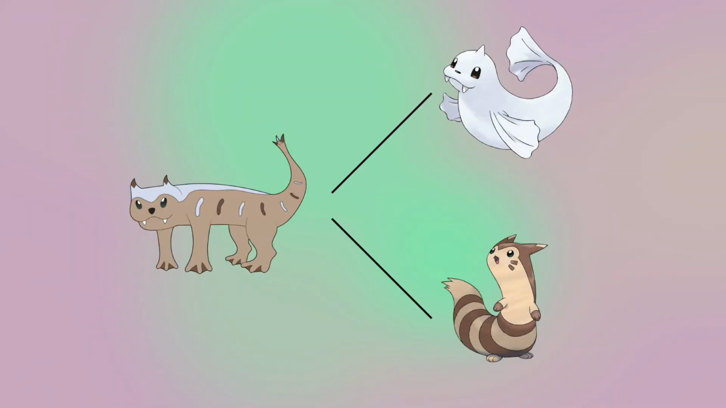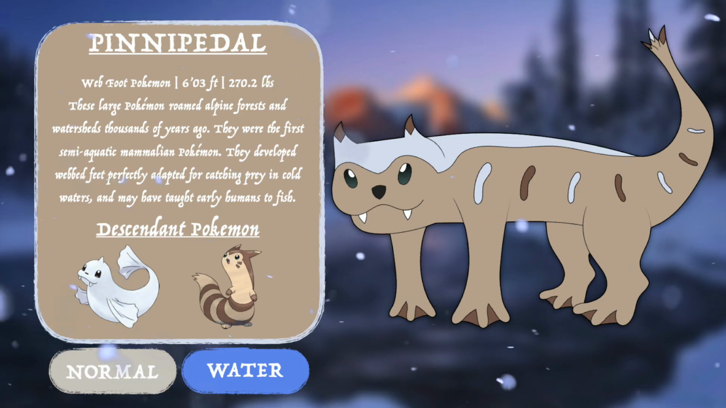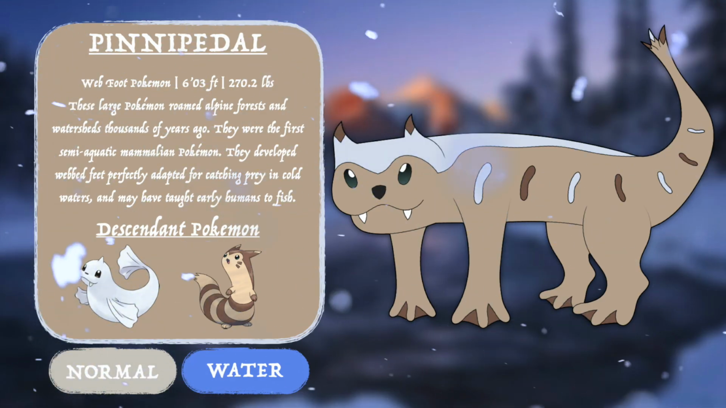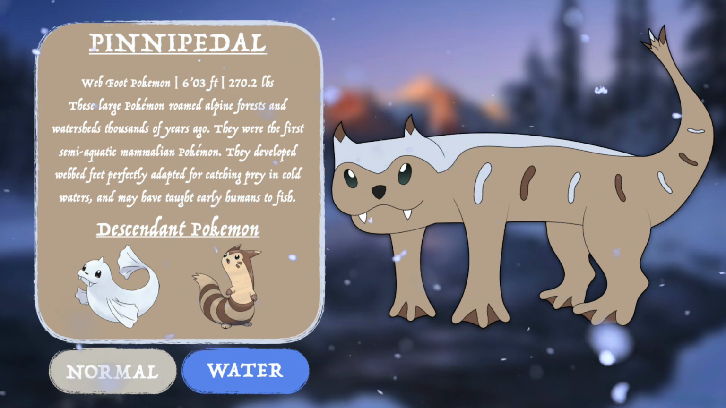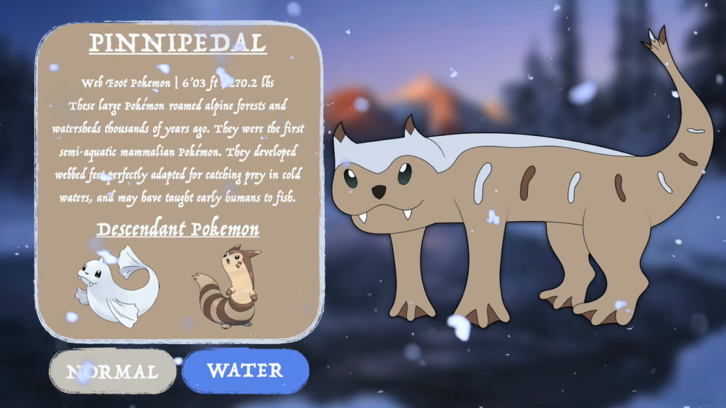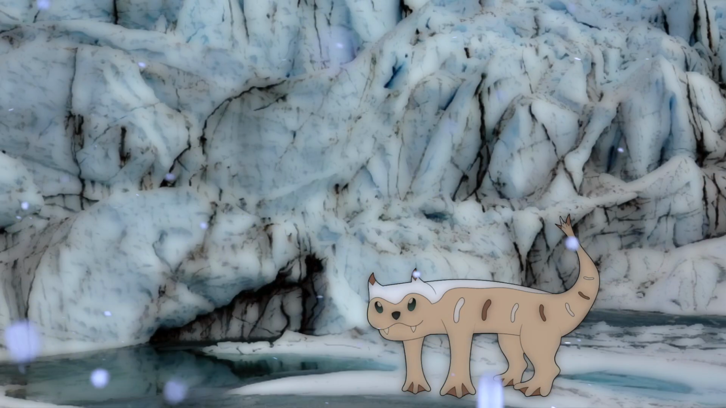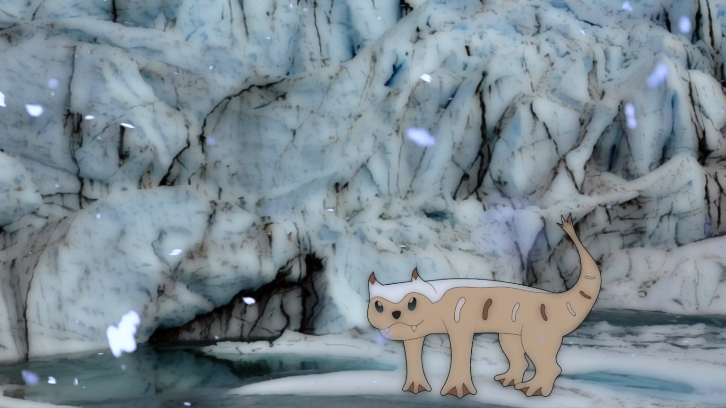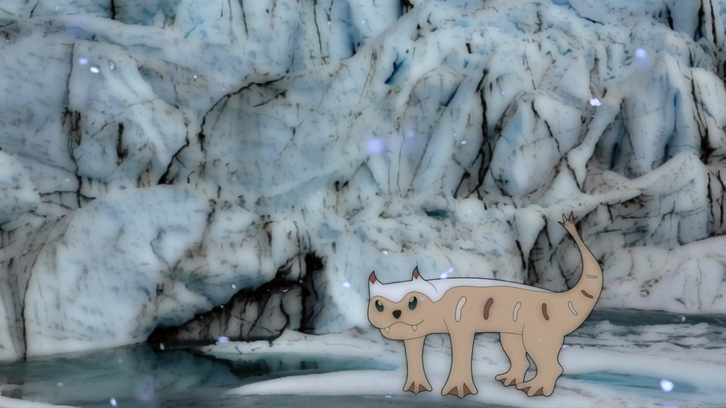So with more advanced and specialized adaptations in both the normal and water-type directions, and two new species, unfortunately Pinnipedal had no more ecological niche, since it was halfway between aquatic and terrestrial. So it was probably hunted to extinction by early humans by the end of the Ice Age.